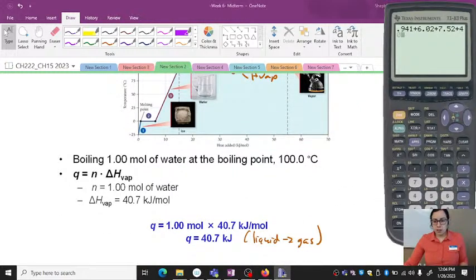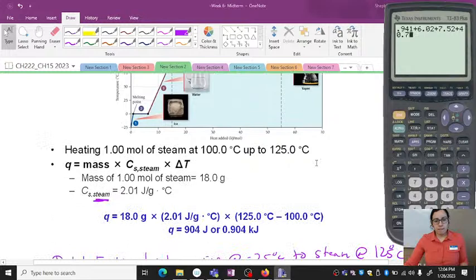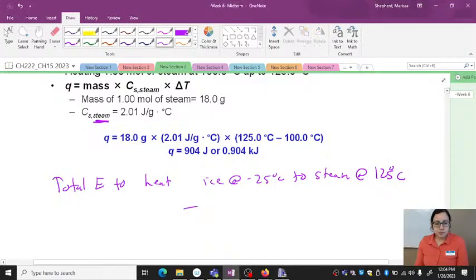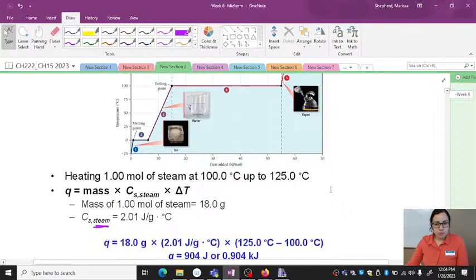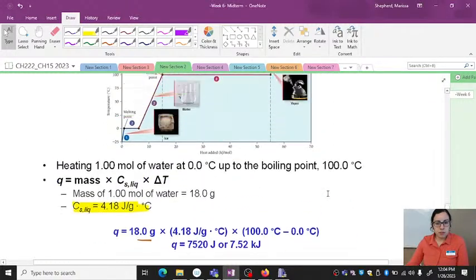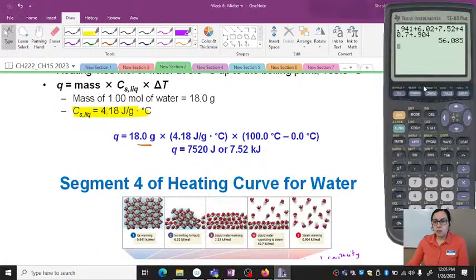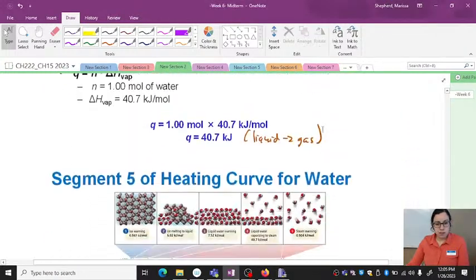Then it took 40.7 kilojoules to vaporize that 1 mole of water. And then finally, it took 0.904 kilojoules to heat that steam up from 100 to 125. And so now we get the total kilojoules needed for this process, so that was about 56. I'm trying to see what I did for rounding. So I can report to 2 decimals, so probably 56.09 based off of my previous rounding.